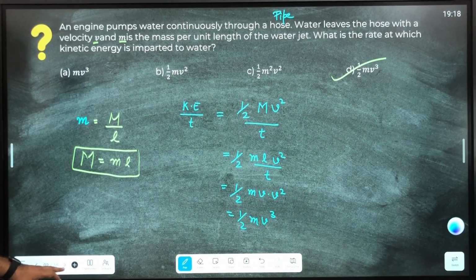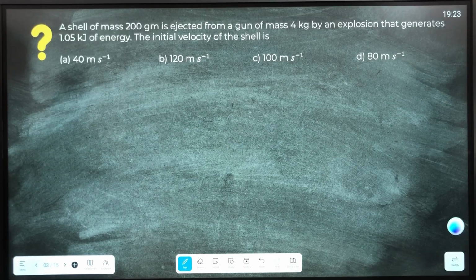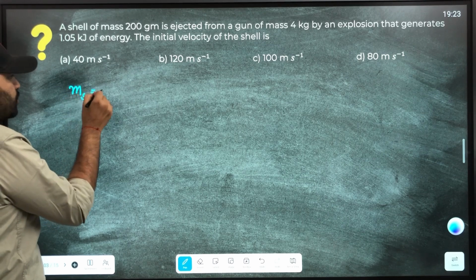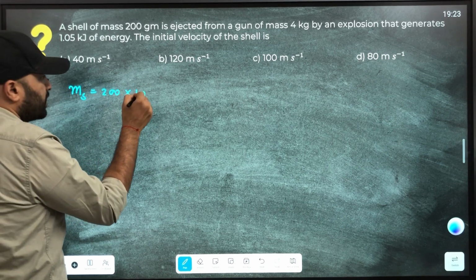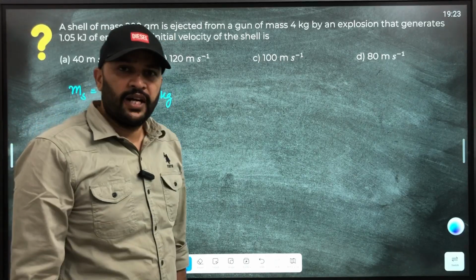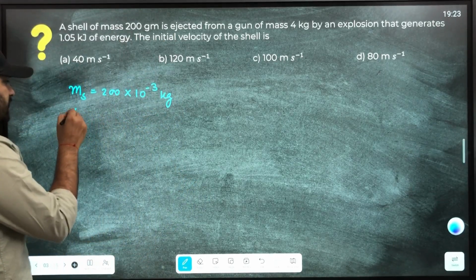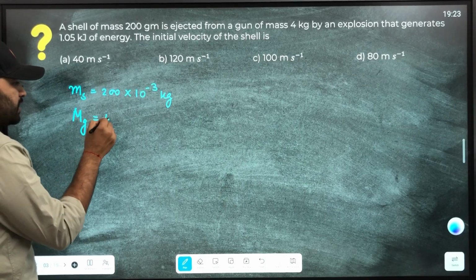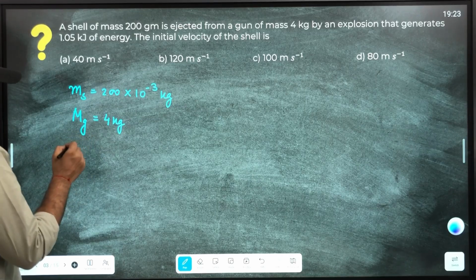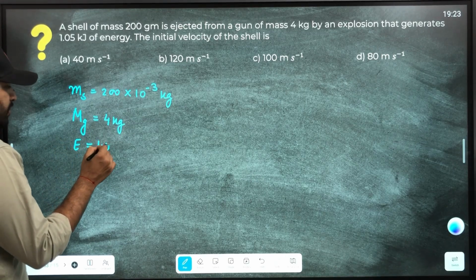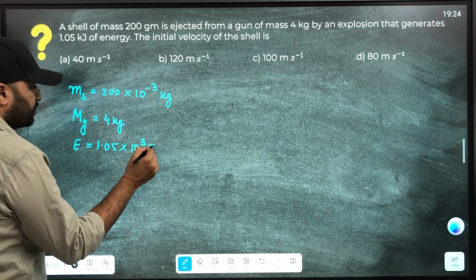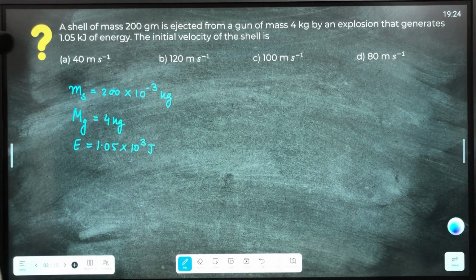Let's see the next one. So our question says a shell of mass 200 grams, ms equals 200 into 10 to the power minus 3 kg, right? Because it's in grams, is ejected from a gun of mass 4 kg. So mass of the gun here, mg, will be equal to 4 kg. By an explosion that generates energy, the total energy here is 1.05 kilojoules. Be very careful. This k means kilojoules, 10 to the power 3 joules. Find the initial velocity of the shell.